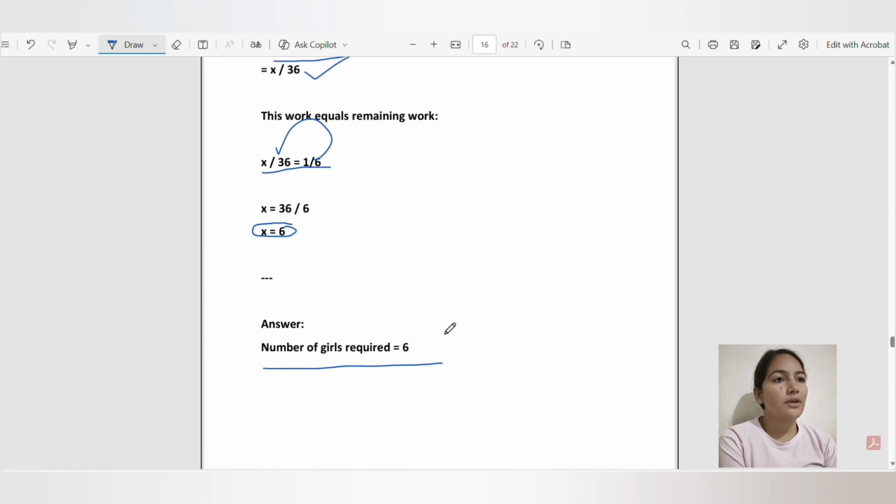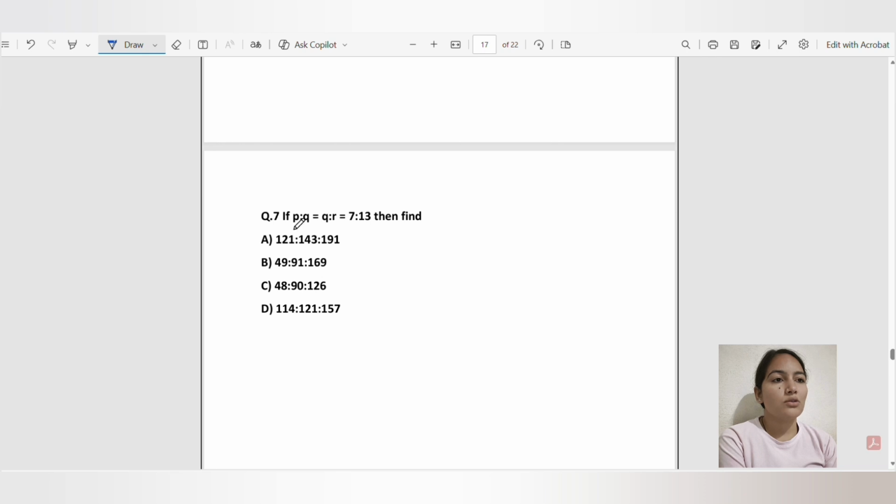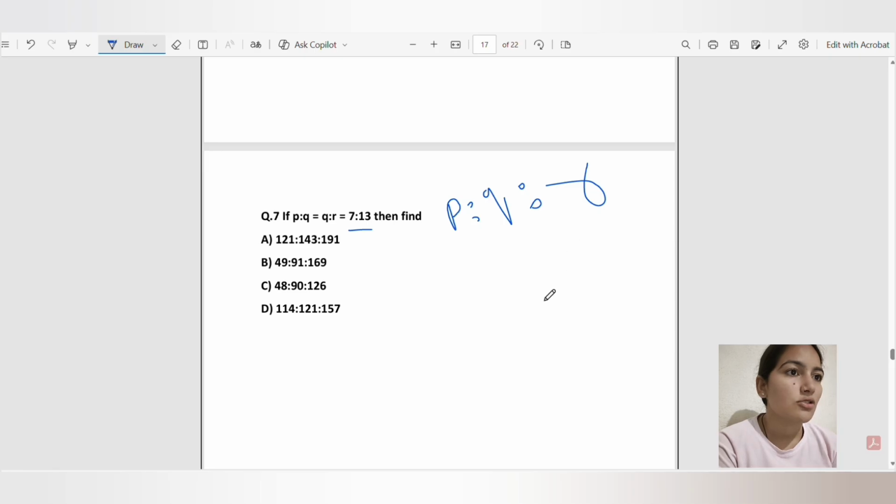Now next question: if P ratio Q is equal to Q ratio R is equal to 7:13, then find P ratio Q ratio R. This is not written in the question, but we have to find P ratio Q ratio R.